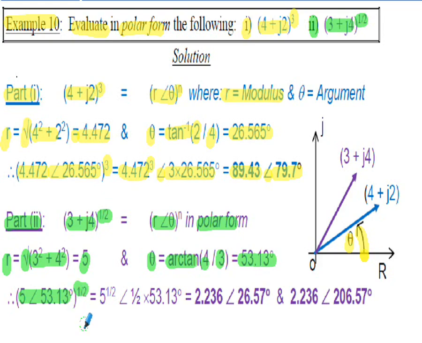Again, applying DeMoivre's theorem, that becomes 5 to the power of a half, argument a half multiplied by the 53.13 degrees. Evaluating that, we get 2.236 for the square root of 5 to 3 decimal places, argument 26.57 degrees. The second root being 180 degrees apart, we get 2.236, argument 206.57 degrees. That's 180 degrees added to the 26.57 degrees. There's our two solutions.